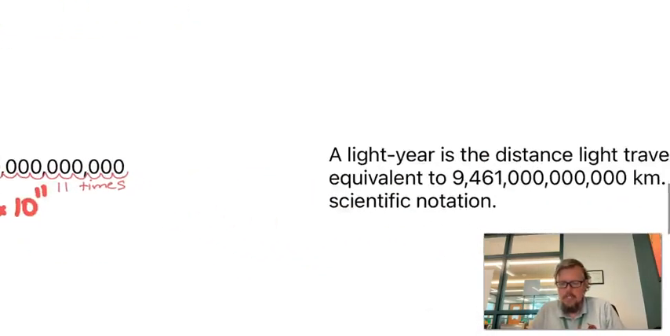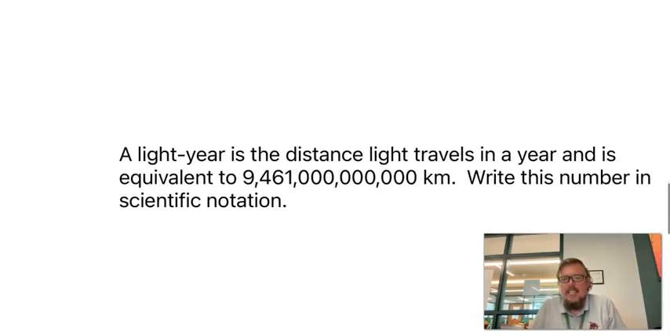Okay, let's do one more example. Let's talk about a light year. A light year is the distance light travels in a year, and it's equivalent to, this is a gigantic number, 9,461 billion kilometers. And we're going to write this number in scientific notation.